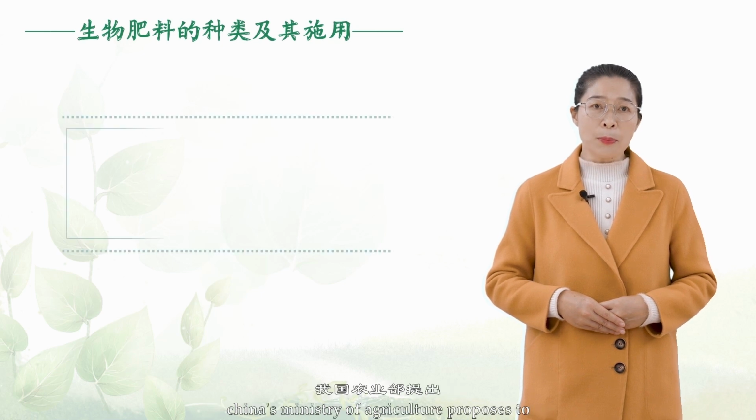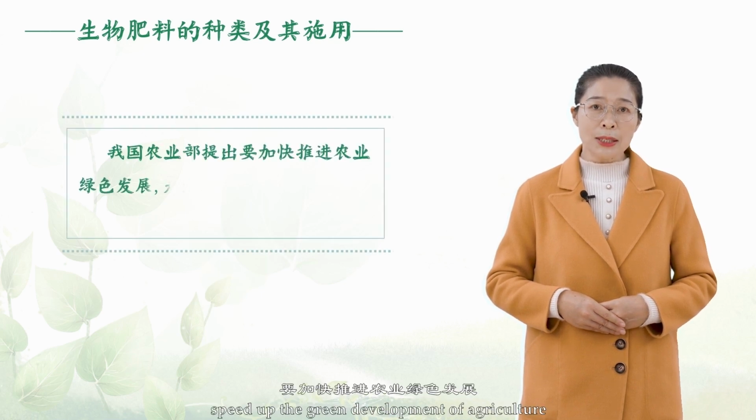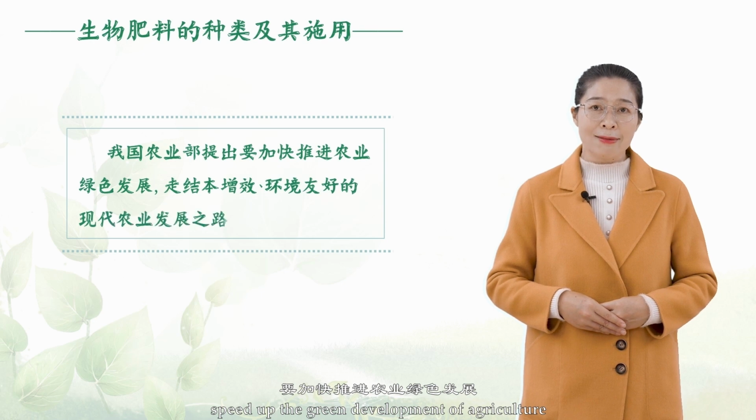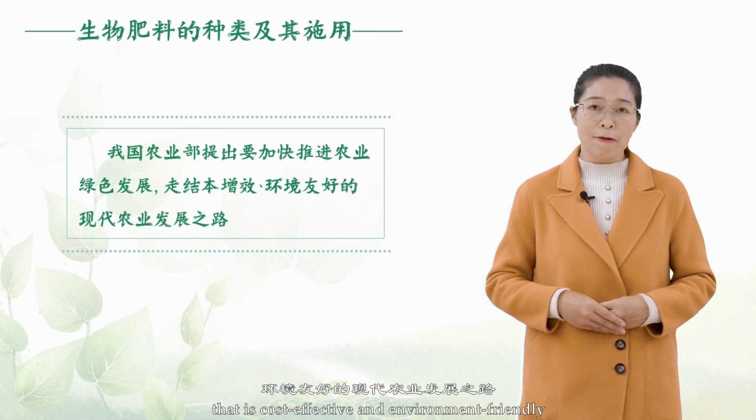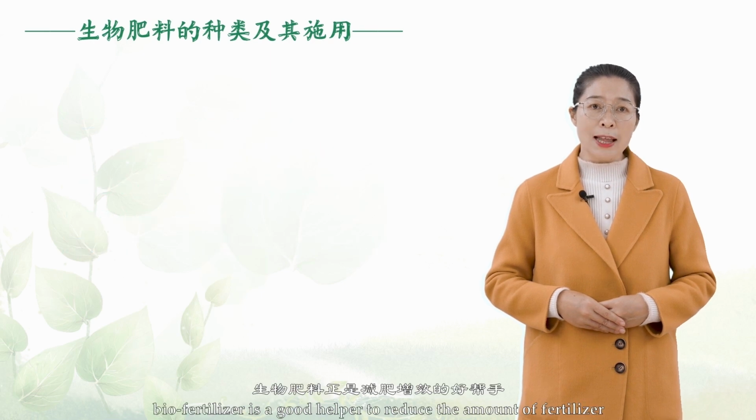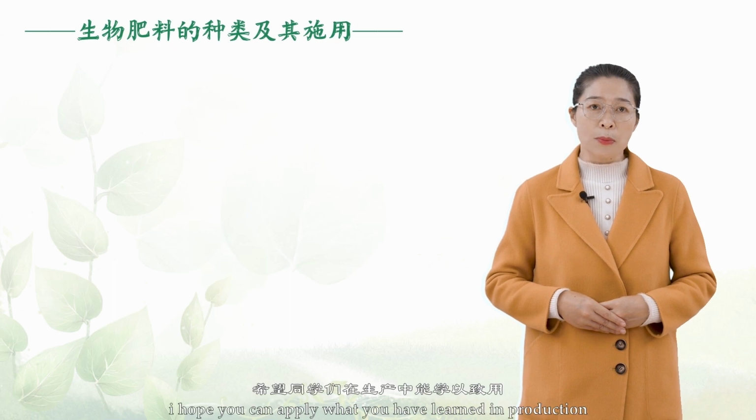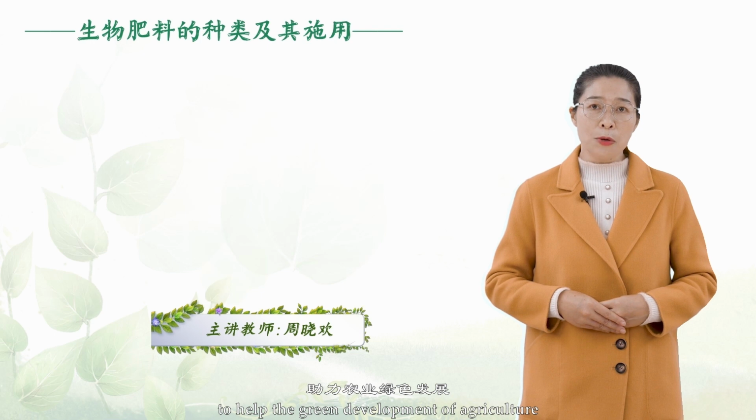China's Ministry of Agriculture proposes to speed up the green development of agriculture and take the road of modern agricultural development that is cost-effective and environment-friendly. Biofertilizer is a good helper to reduce the amount of fertilizer and increase efficiency. I hope you can apply what you have learned in production to help the green development of agriculture.